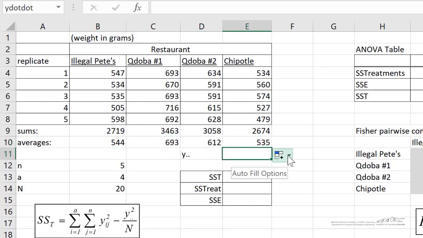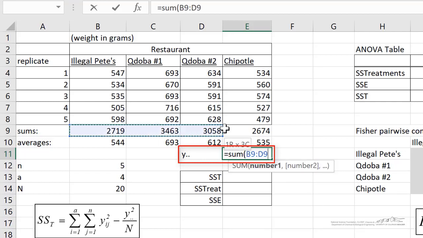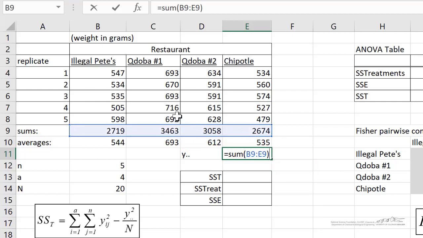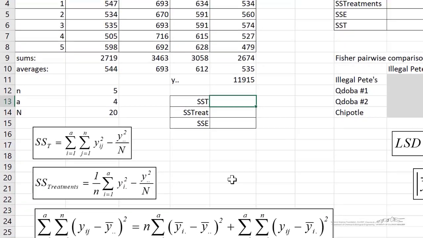We also need to calculate y dot dot. Y dot dot is the grand sum. And so that's just the sum of all of our treatment sums there. So we're adding up, and this is not the average, this is just the total sum. We calculate y dot dot because in these computational formulas for SST and SS treatments, we're going to use that.